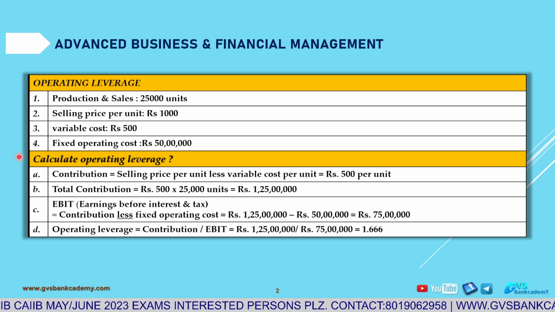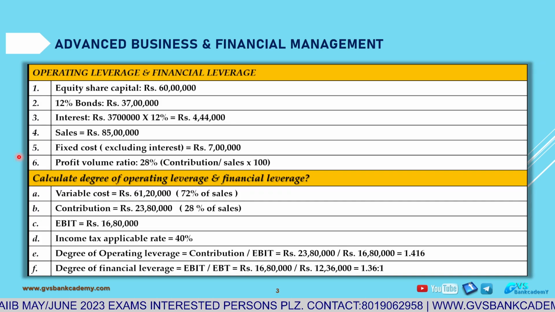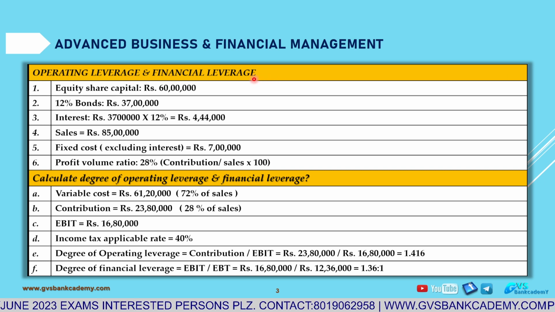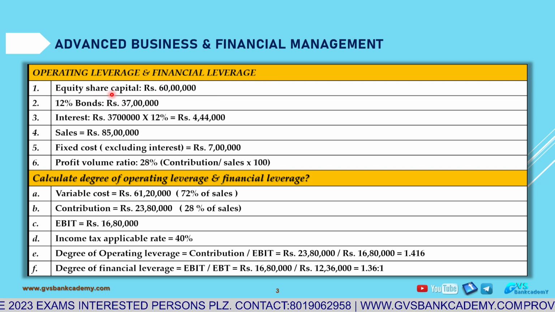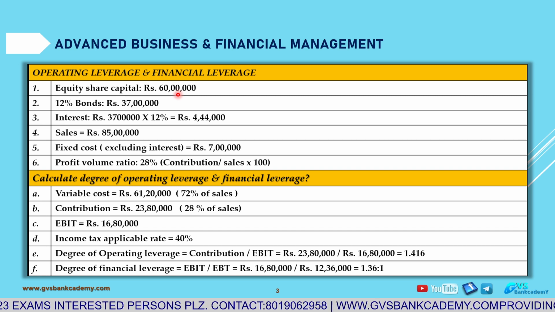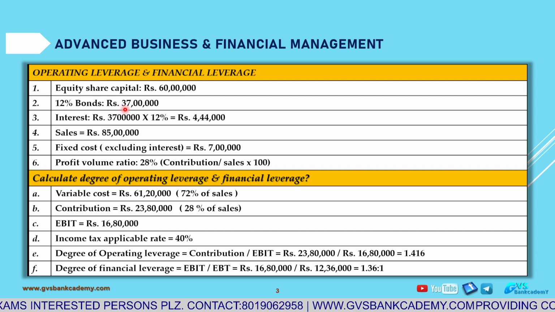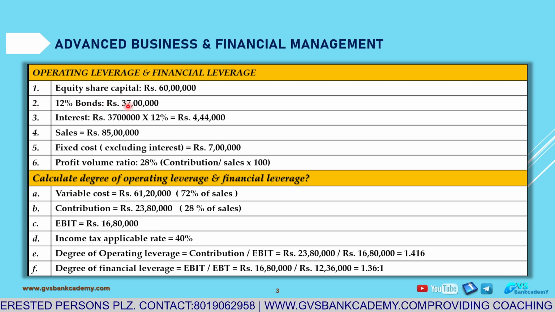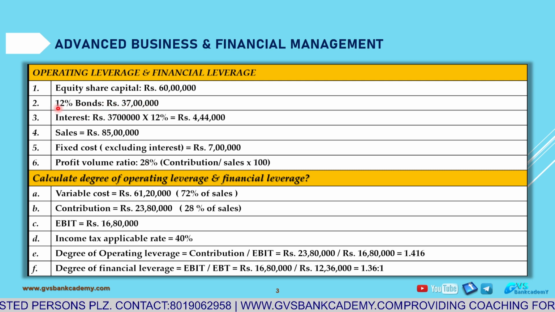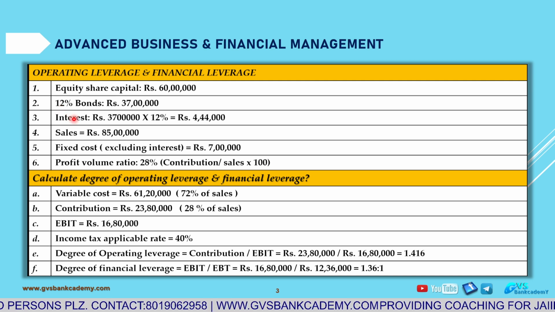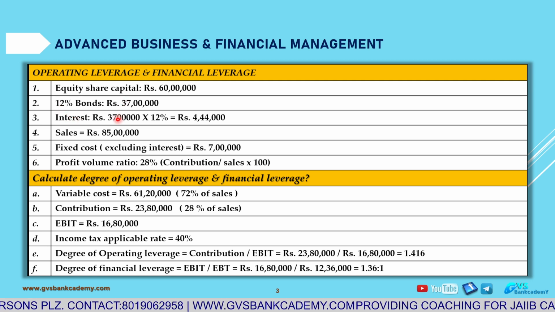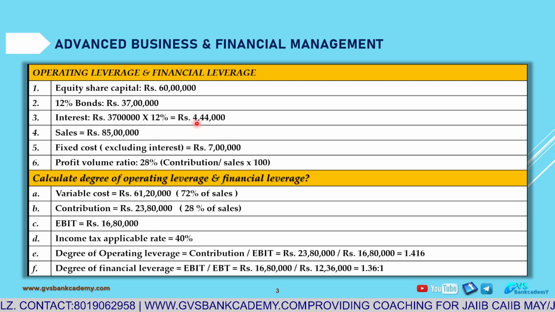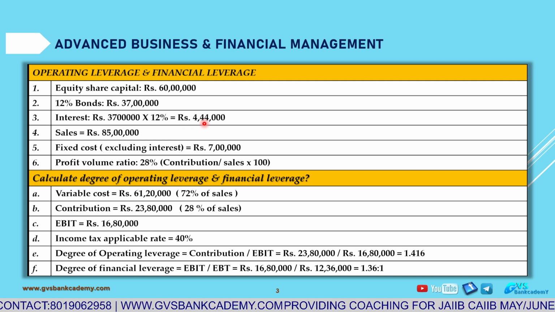One small problem. Second problem: operating leverage calculation and financial leverage calculation. Equity share capital is 60 lakhs. 12% bonds of 37 lakhs: they had issued bonds for 37 lakhs, and the rate of interest payment is 12%. So what is the interest burden on 37 lakhs? It is 37 lakhs into 12%, so every year the interest burden is 4 lakhs 44,000.